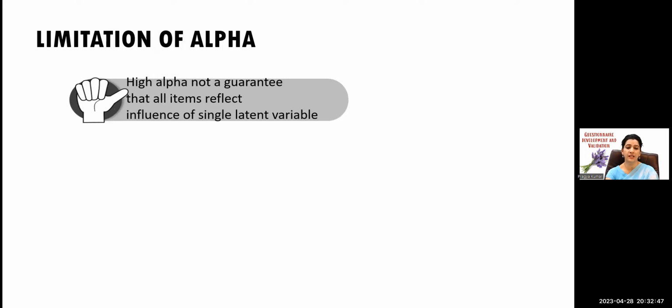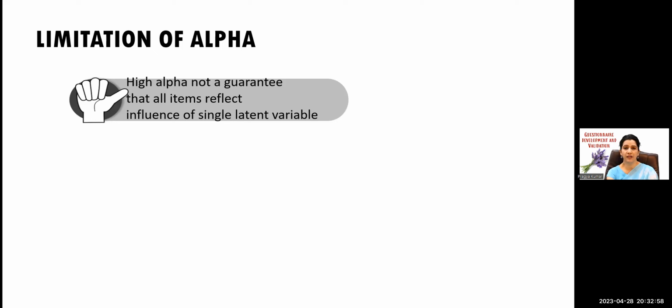Remember? So the alpha of a 4 item scale and the alpha of a 51 item scale. Definitely the Cronbach alpha of 51 items will be more. And you have seen that it is non-linear. Initially it increases up till 10, then there is a stable increase, and after 40, it's a kind of plateau. So the limitation of alpha is, first, alpha does not guarantee that all items reflect the influence of a single latent variable.